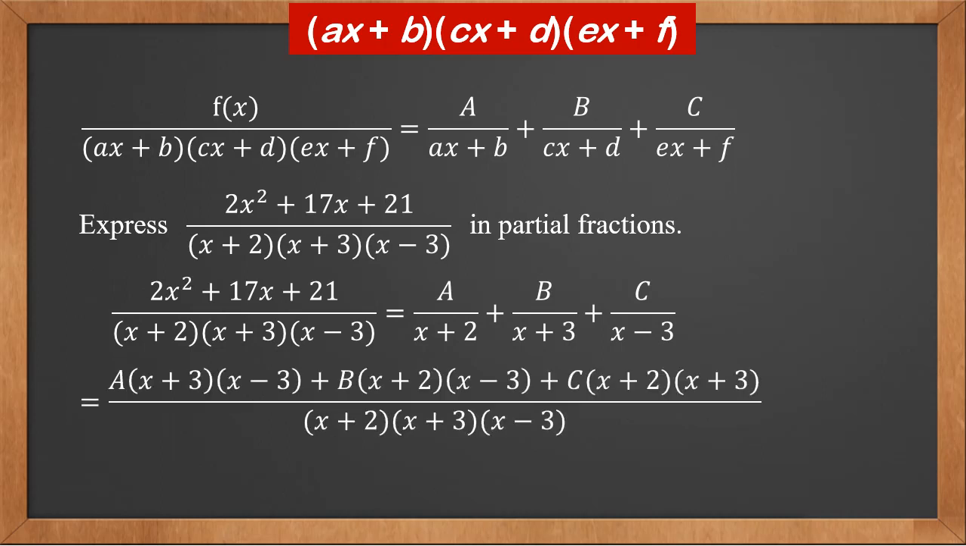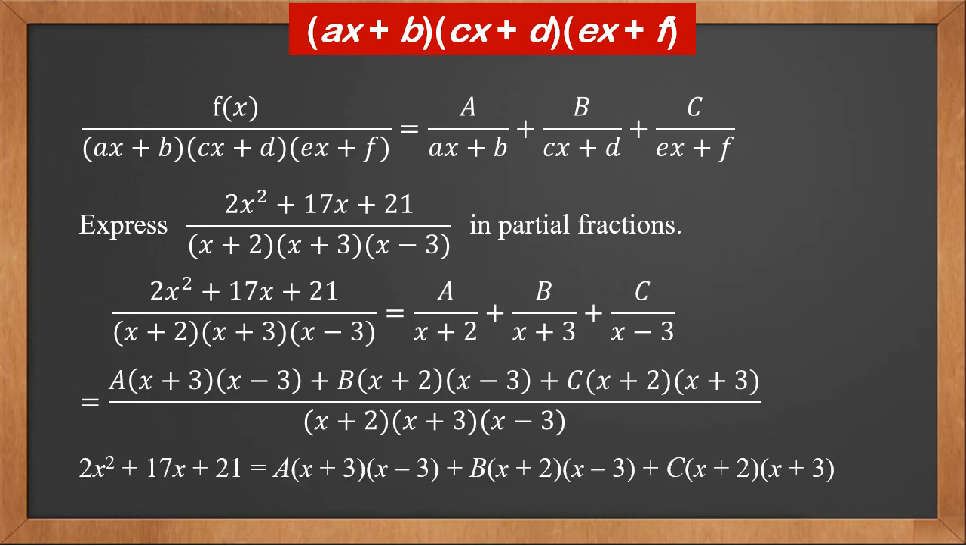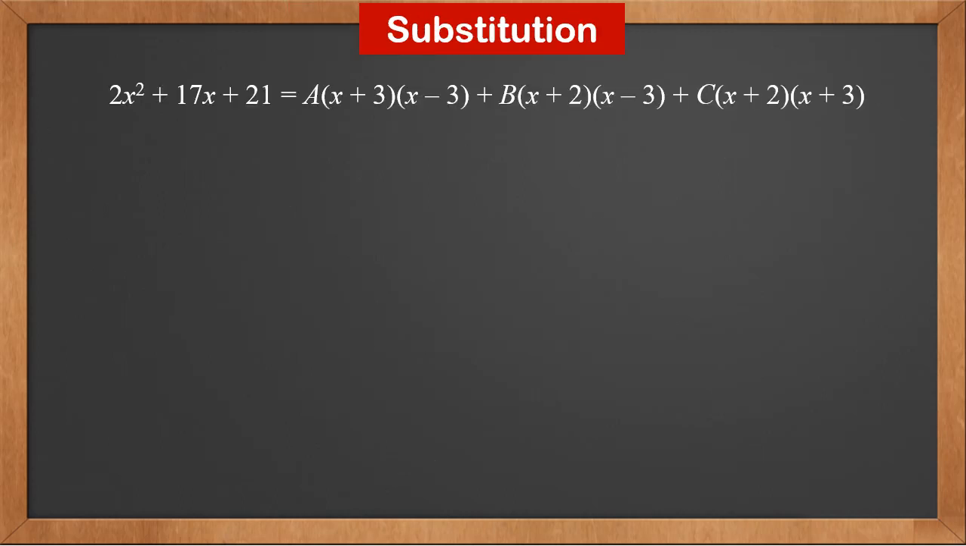The denominator is the product of the three linear polynomials. The numerator is A times (x plus 3) times (x minus 3), plus B times (x plus 2) times (x minus 3), plus C times (x plus 2) times (x plus 3). The numerators are equal. Therefore, 2x squared plus 17x plus 21 is A times (x plus 3)(x minus 3), plus B times (x plus 2)(x minus 3), plus C times (x plus 2)(x plus 3).